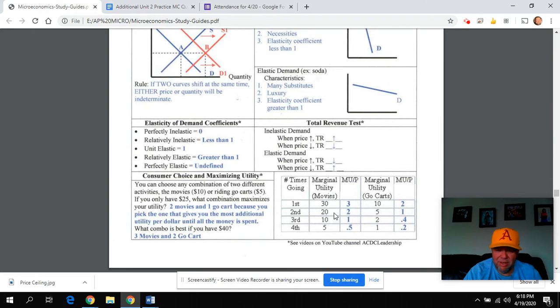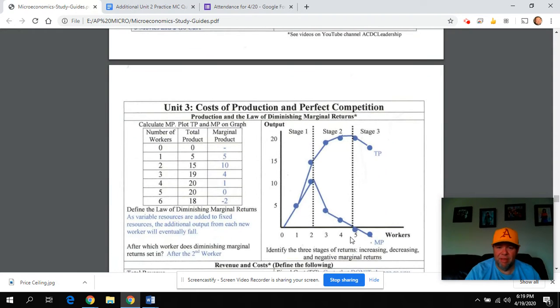I'm going to go to 2 movies, which is $20, and one go kart ride, which is $5. That's where the marginal utility per dollar spent equals, and that's where I will spend my money.